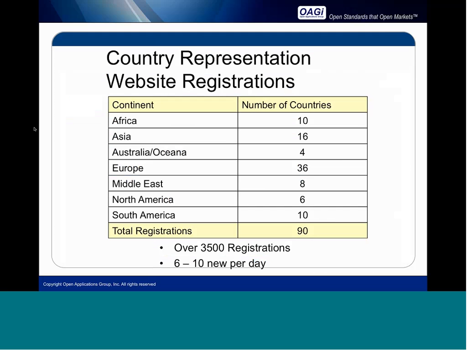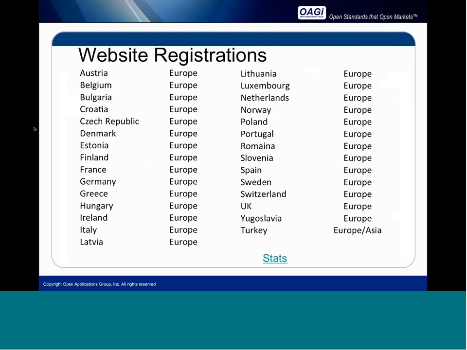Country representation on the website. We have pretty much every continent represented. Lots of countries, not surprisingly, Europe and North America are extremely well represented. And then here's a list of countries. Again, these are website registrations. These are where the 3,500 registrants come from.